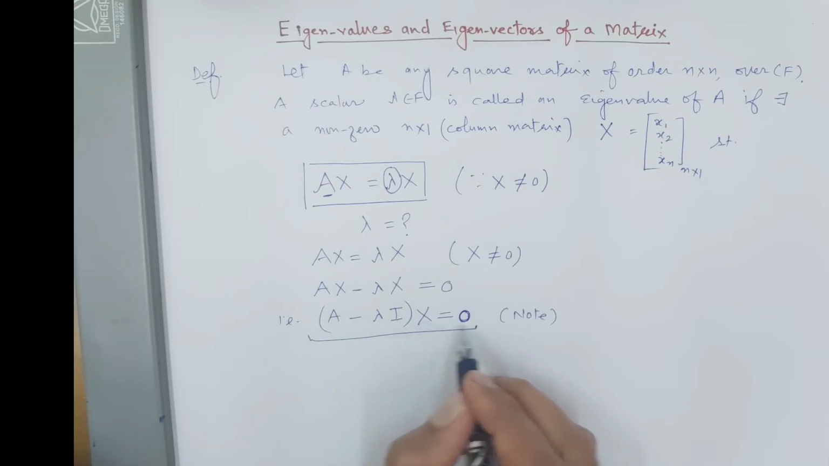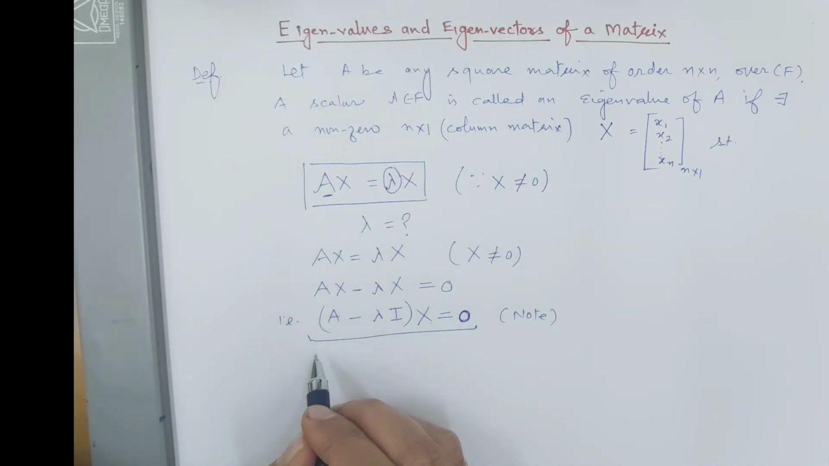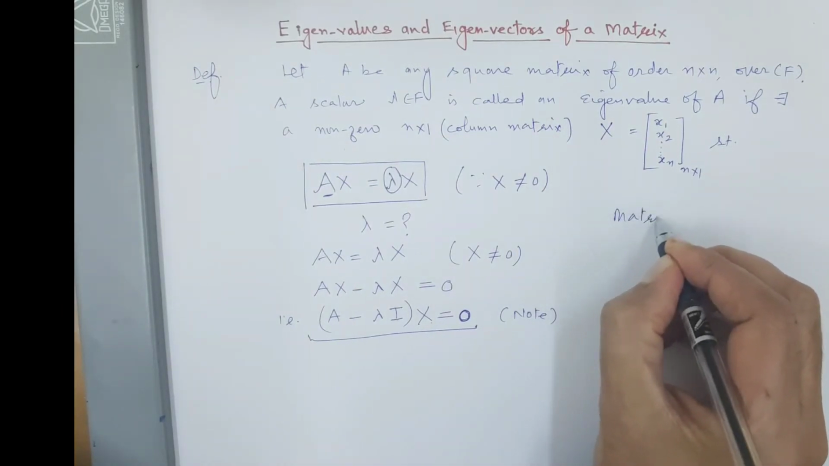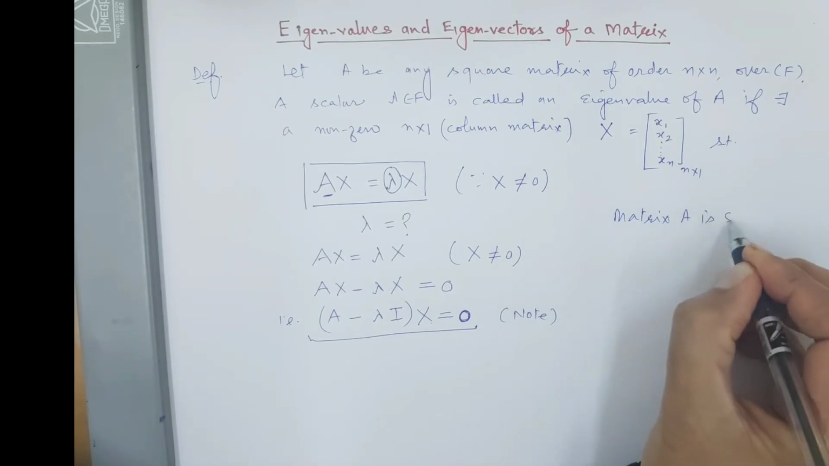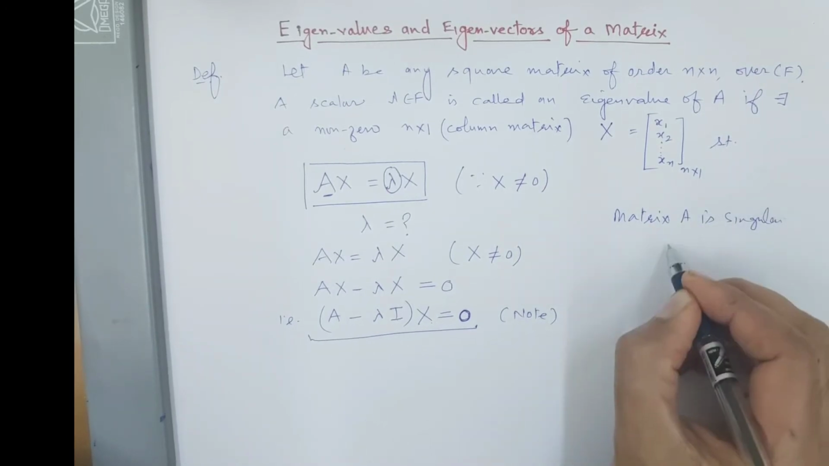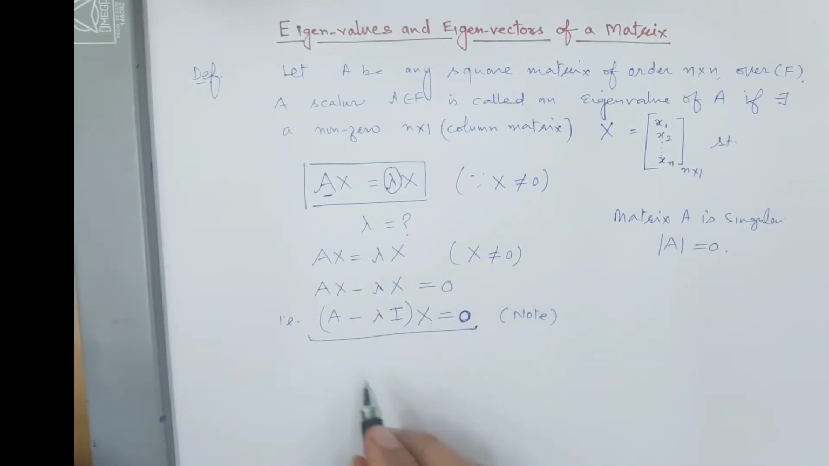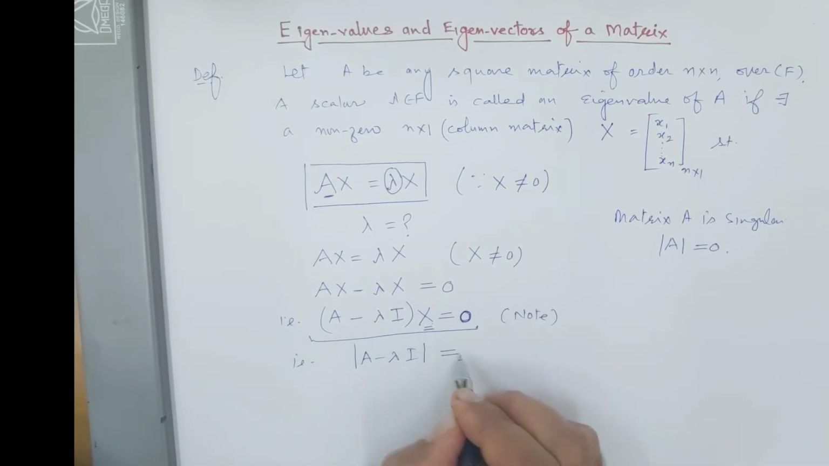Hence, x is not equal to 0 means a system of homogeneous linear equations has a non-trivial solution if and only if its coefficient matrix is singular. हमें पता है matrix A is singular when determinant of A must be equal to 0. x तो यहाँ पे 0 होगा नहीं, किसी न किसी को 0 होना पड़ेगा. तो that is determinant of A minus lambda I equals to 0.